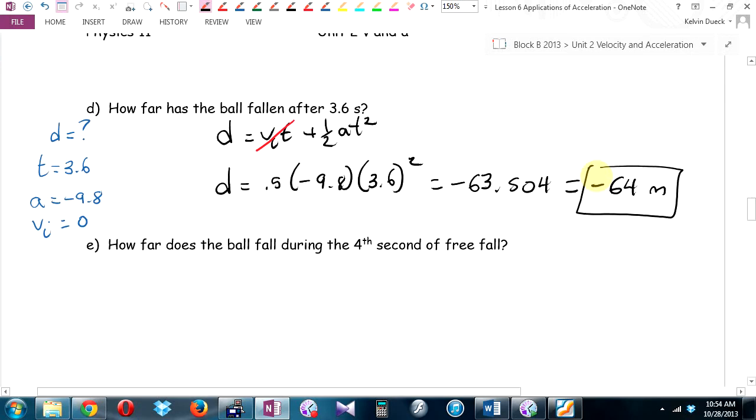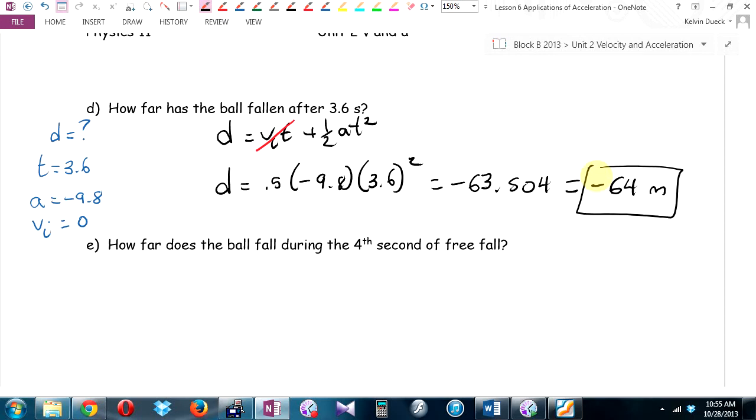I got an answer somewhere between negative 60 and negative 70. Closer to negative 60 than to negative 70. Barely. E is negative 63.504, negative 64 meters, yes?